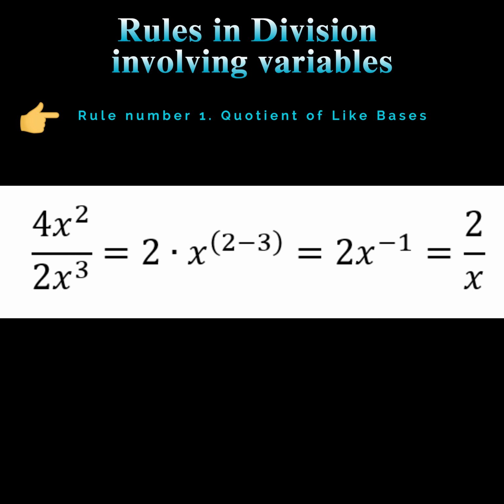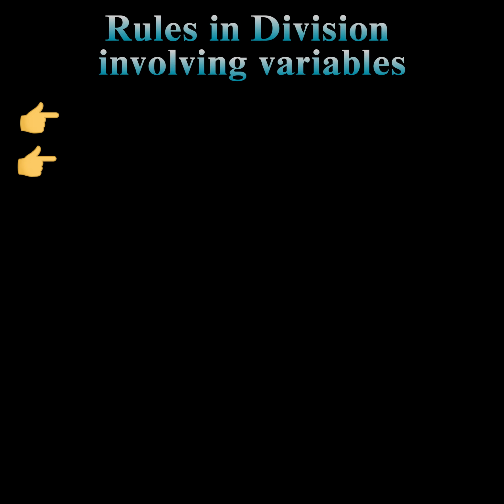Take note, any number raised to a negative exponent can be transferred to its fractional location. If it is in the denominator, we can move it to the numerator to remove its negative sign, and vice versa. Therefore, the final answer is 2 over x. Nice and easy. Rule number 2.